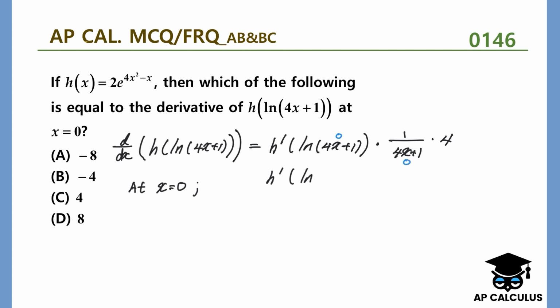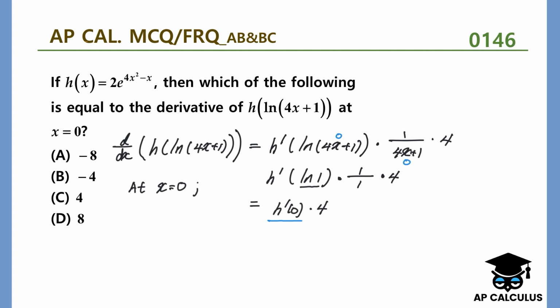Natural log 0 plus 1, natural log 1 times 1 over 0 plus 1, 1 times 4, right? So that is equal to, here natural log 1 is equal to 0, right? So h prime 0 times 1 times 4 times 4. Now we have to find the value of h prime 0.